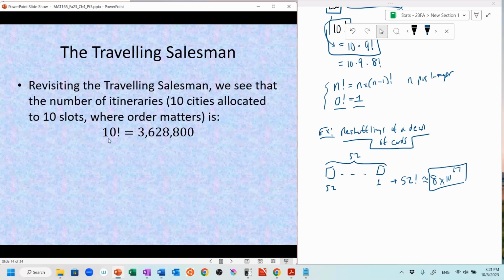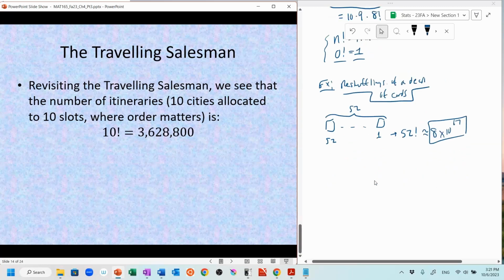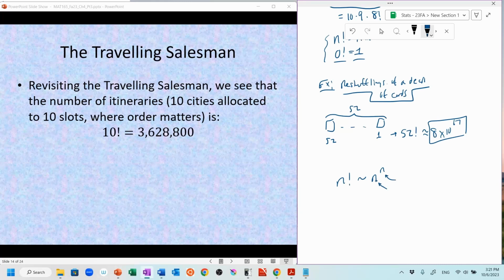So again, revisiting the traveling salesman, as I mentioned, the traveling salesman has 10 factorial different itineraries to look through. As kind of a side note, n factorial kind of looks like n to the power n. It grows faster than even an exponential function. So we have an n in the exponent, but also an n in the base. So this grows extremely fast. It grows faster than an exponential function. There aren't a lot of things that grow as fast or faster than factorials.